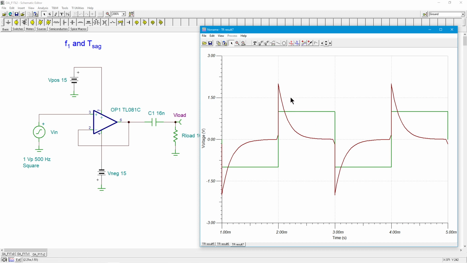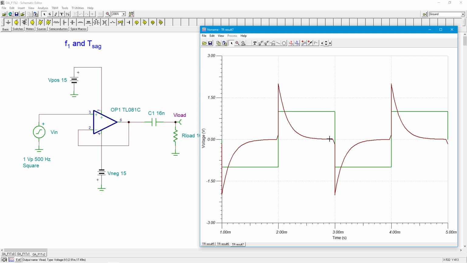So I need to go from the 90% of this peak, which should be 2 volts, and I'm going to zoom in so we can see this with a little bit more accuracy. And we're going to go down to the 10% point. Got to make sure that this thing flattens out.